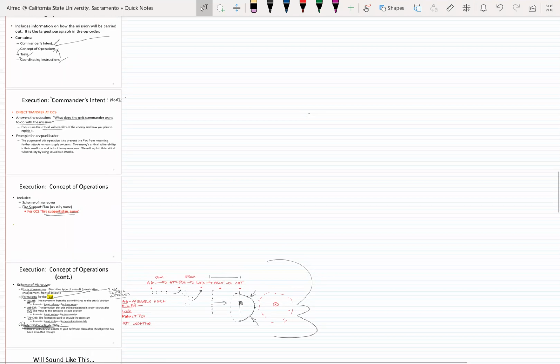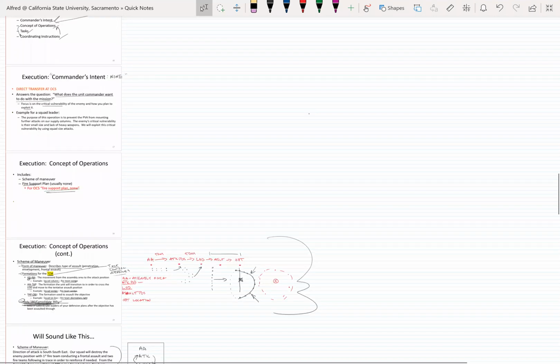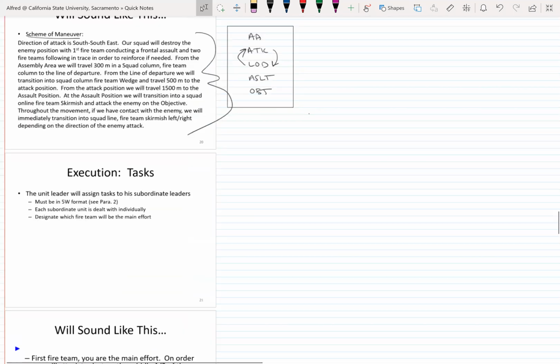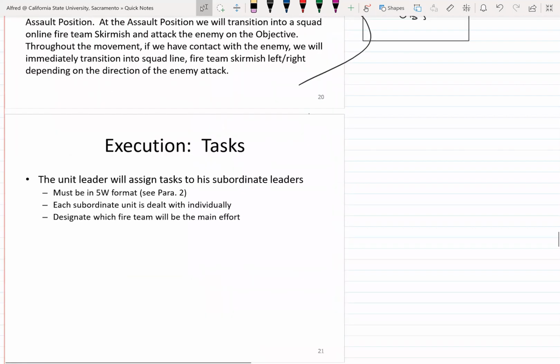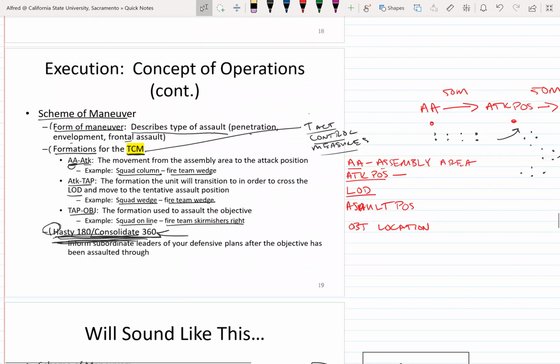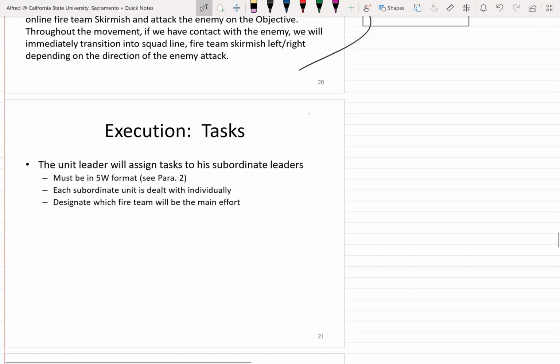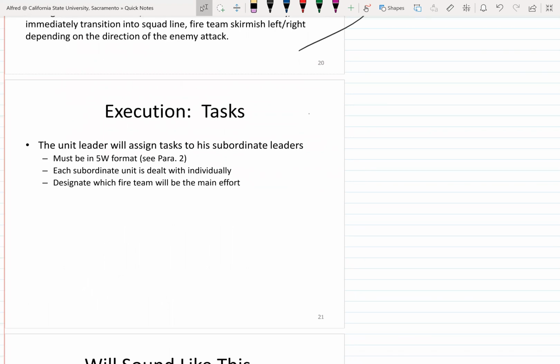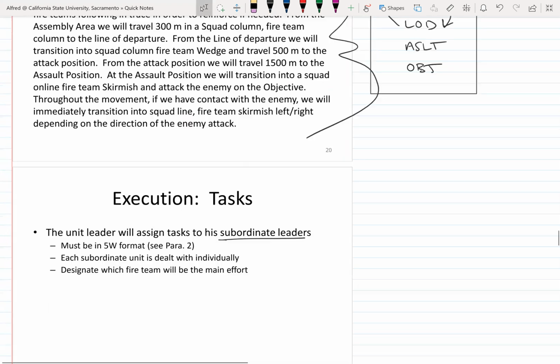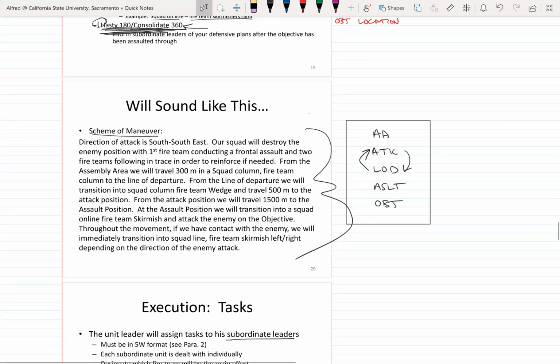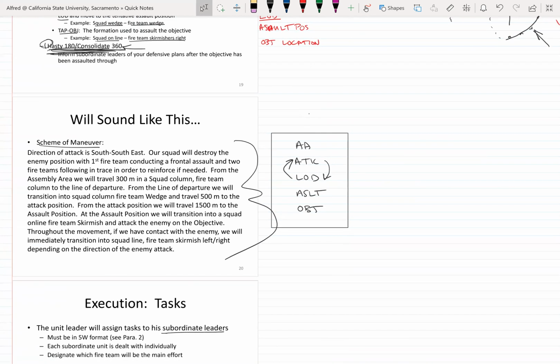So after you do the concept of operations, then you go into the tasks. And the difference between the tasks and the concept of operations is that in the tasks, you're kind of going over the concept of operations again. You're going over all those steps again, but this time you're assigning it to each of your subordinate leaders, each of them individually, but you do it after you go over the entire order in your concept, because you want everyone to know the overall arching mission and the idea of how the attack is going to go before you give them orders.